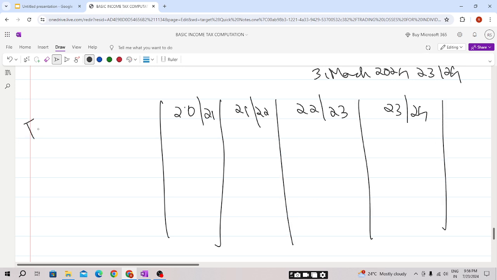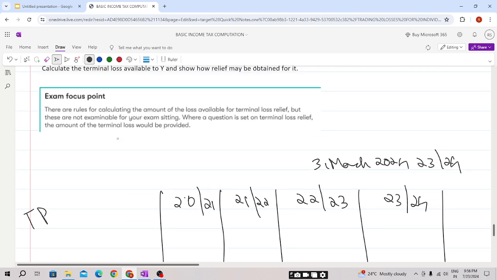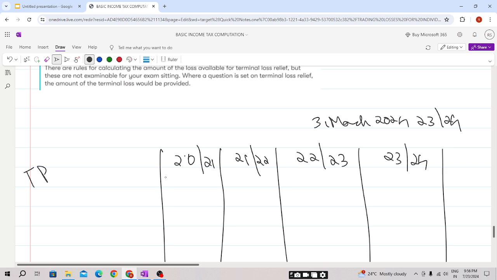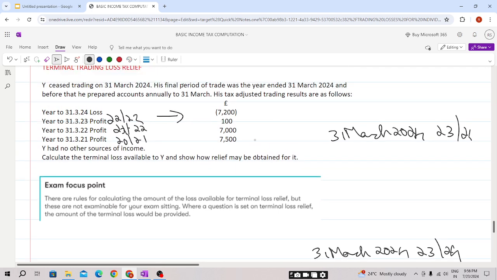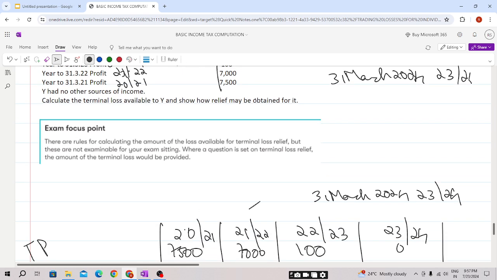And trading profits or income are given as follows: 7,500, 7,100, 0, less relief, as we are setting it off against the trading profit. So students, the terminal trading loss says that the loss can be set off against the previous 3 tax years on a LIFO basis, last in first out. So last is 22-23 tax year, then 21-22, then 20-21.